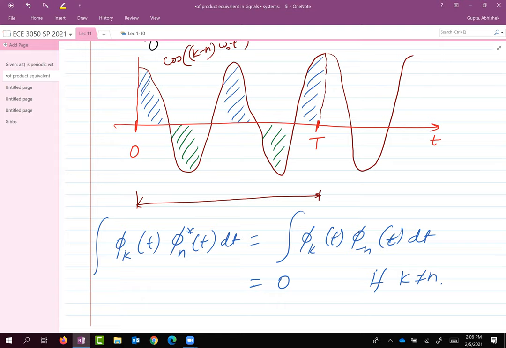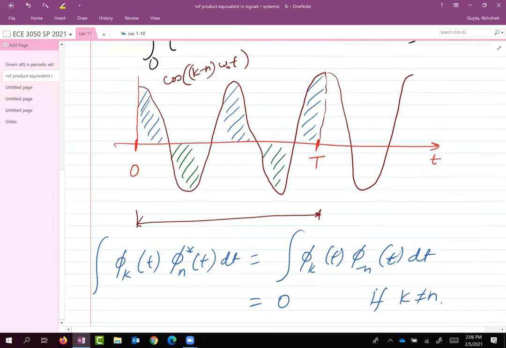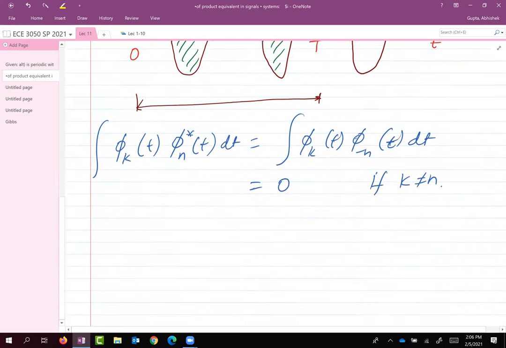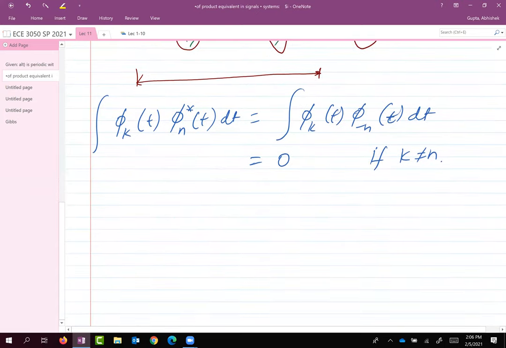So, a very simple explanation for why the dot product is going to zero. You just plot the curve and you recognize that the area under the curve is equal to zero. And so the dot product will be zero as long as k is not equal to n. Now what happens when k is equal to n? This is zero to T.